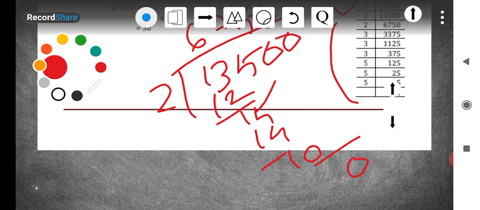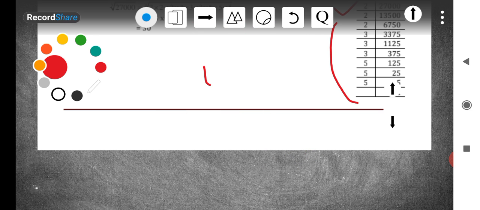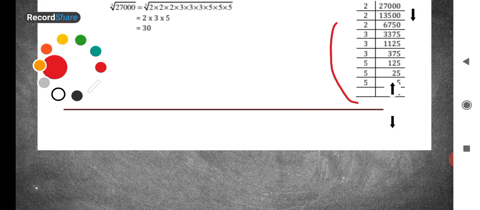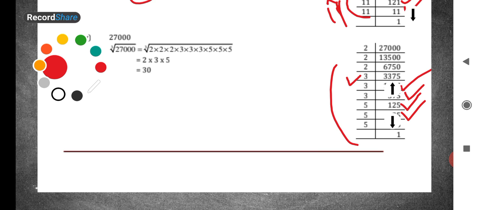Now again this will be divisible by 2. So in that way you will find all the factors. So here are all the factors. Then 3375 is not divisible by 2, so this will be divisible by 3. Now again 1125 is divisible by 3. Again 375 is also divisible by 3. Then we got 125. Now 125 is not divisible by 3, so that is divisible by 5. Then 25, then 5.